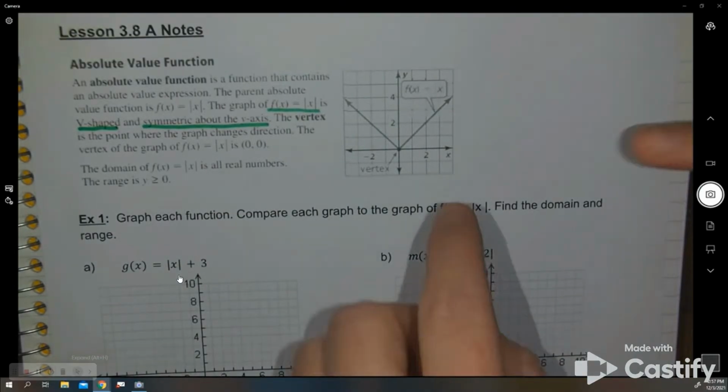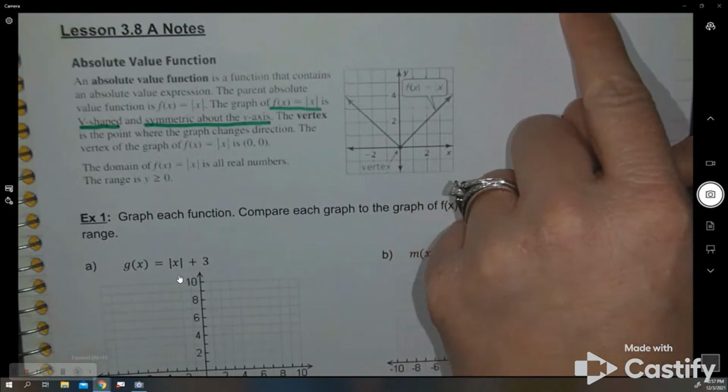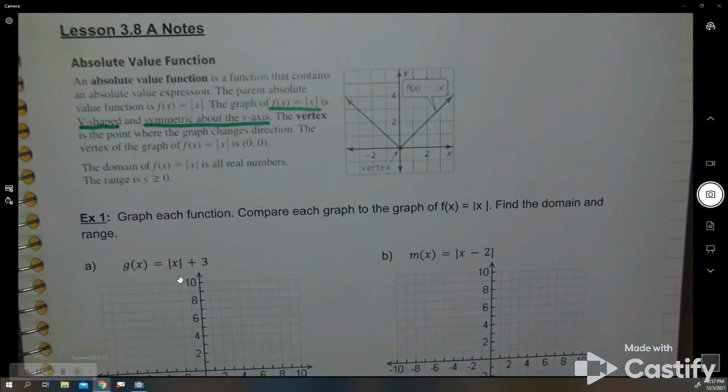And as I continue, my x values this way are going to get smaller as my y values are getting higher. And this way my x values are going to get higher as my y values are getting higher. But remember that number lines go on forever. So in theory, this V, if we had enough paper, could go on forever and ever.